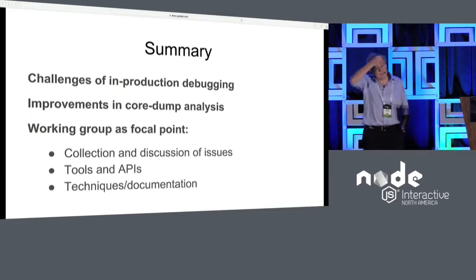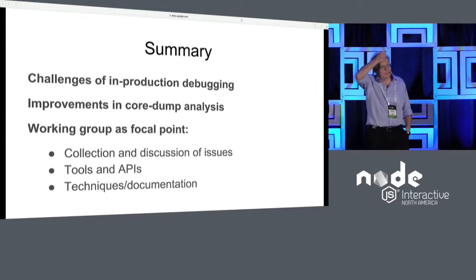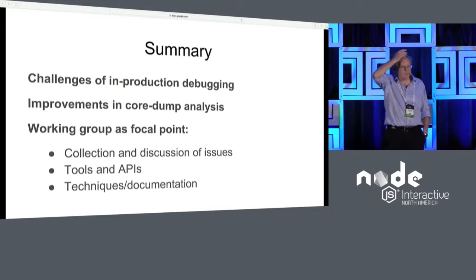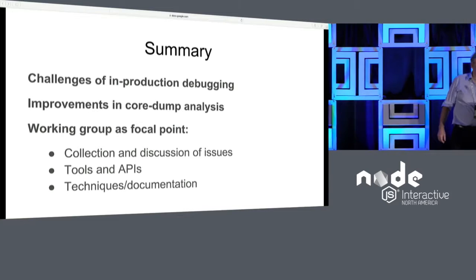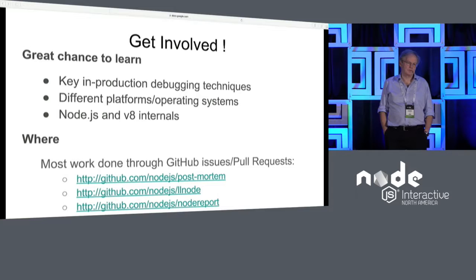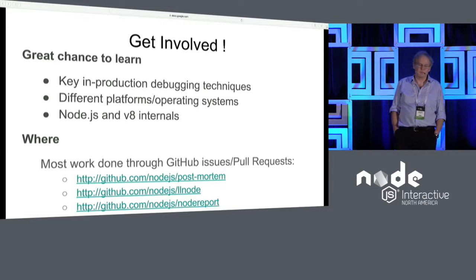Onwards. So, summing up. Yunong did the challenges, and mainly what we've been doing these years is improvement in the core dump analysis to give that solution on Linux and Mac. And the working group has been functioning well as a focal point. Lots of things discussed. We could do with a few more participants, so there's a bit of a call to arms here. If anyone's interested in helping out, have a look at what's on nodejs/post-mortem, and it's all in the open. And there are, say, two projects on there that you could have a look at contributing to.